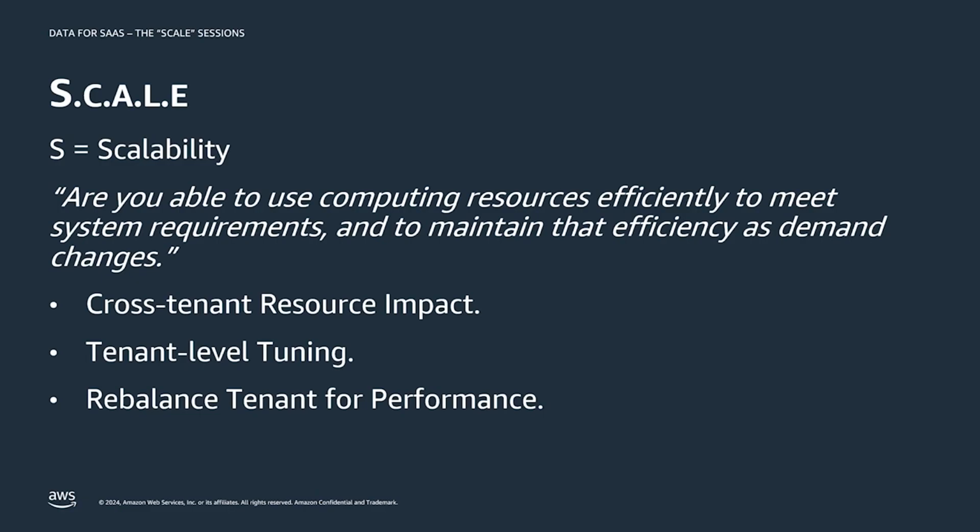So are you able to use your computing resources efficiently to meet the system requirements and to maintain that efficiency as your demand changes? So in the case of a silo model, where each tenant has their own separate set of resources, it's great. There's no cross-tenant resource impact because they're all separated. Conversely, in the pool approach, where you're sharing resources, there's quite a high impact on cross-tenant resources because they're sharing services. You've got to somehow separate what they can do and isolate them as best you can.